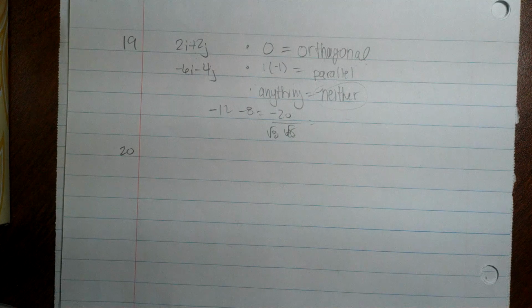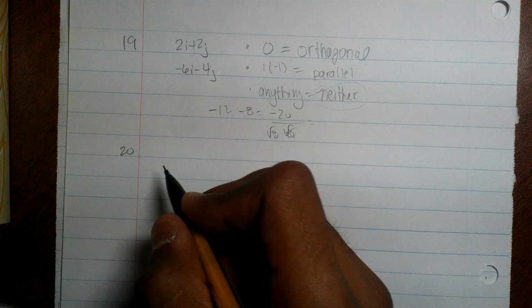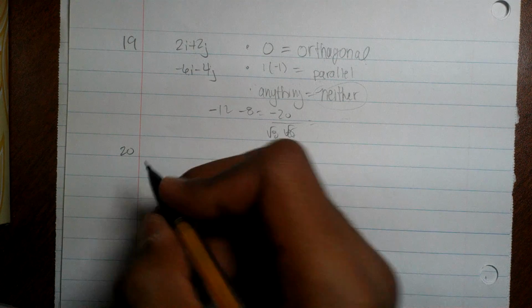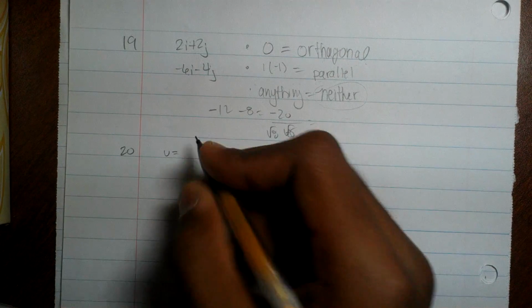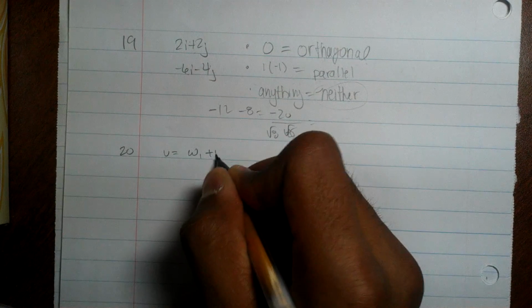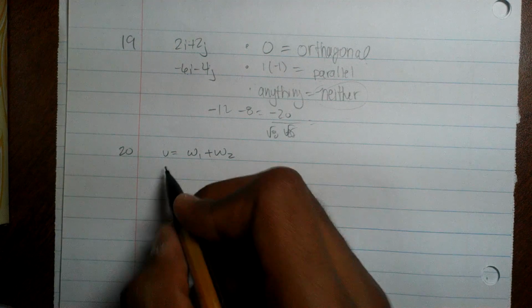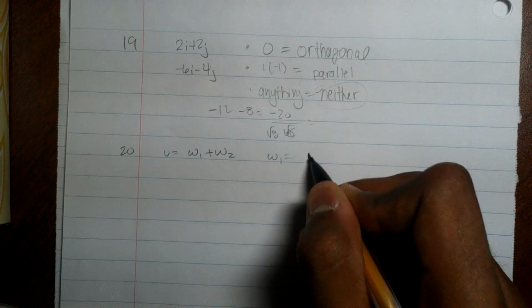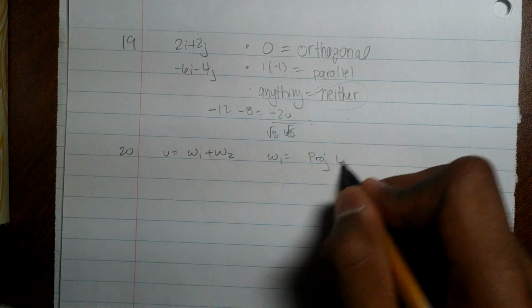So identify the decomposition of u into the sum of two orthogonal vectors, one of which is the projection of u onto v. That sounds really complicated, but isn't too bad if we break it down. If we say that u is the sum of two vectors, we're going to call those w1 plus w2. That's u broken down into the sum of two vectors. And one of them, w1, is equal to the projection of u onto v.